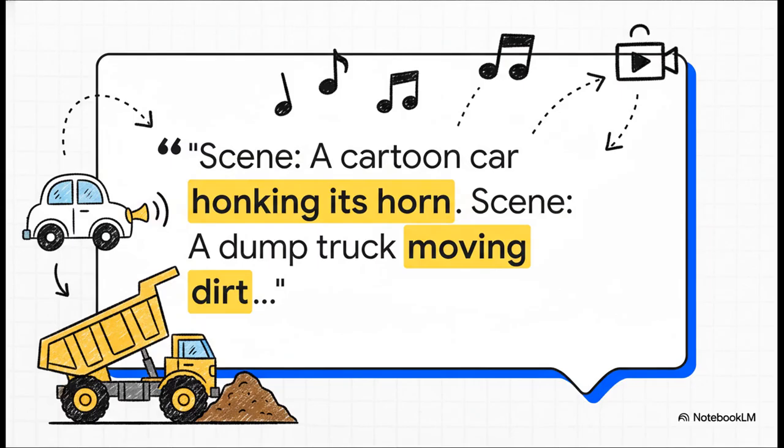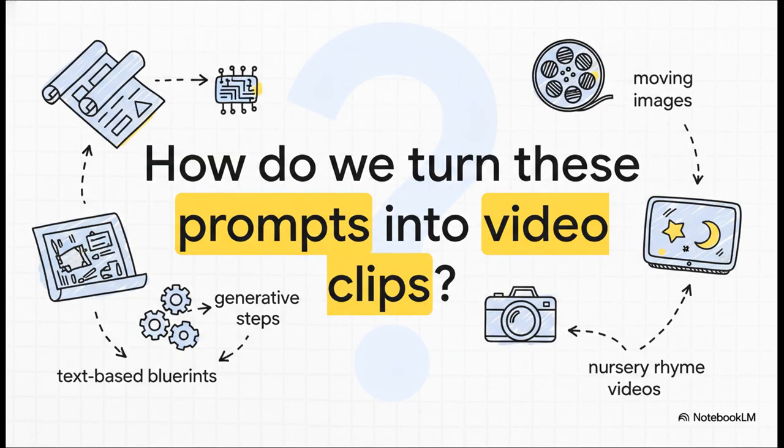And here's what it gives us. A perfectly structured list of prompts where each one corresponds to a line in our song. These descriptions are specific, they're visual, and they are ready to be fed directly into a video generation model. So, this is the final generative step. We have the text-based blueprints for our animation, but what tool can actually take these descriptions and turn them into moving images?